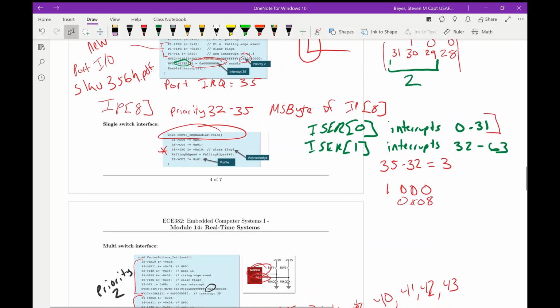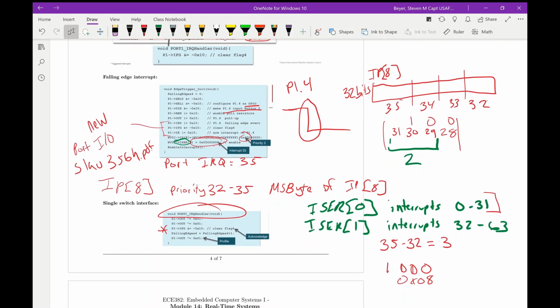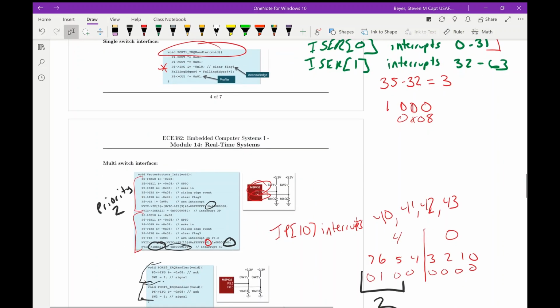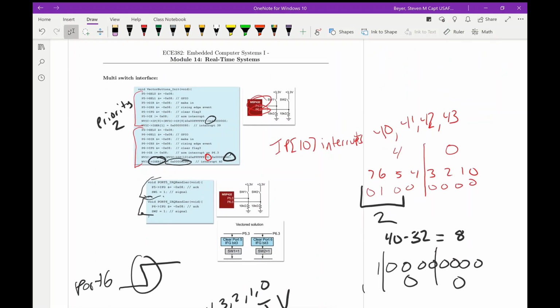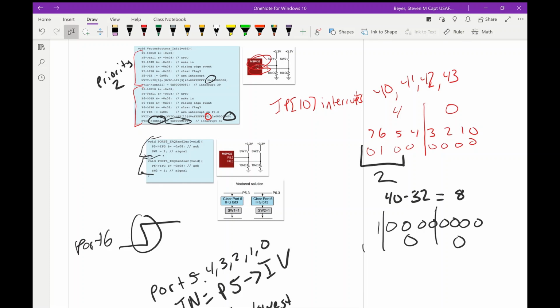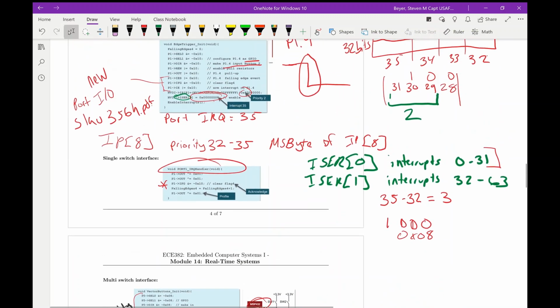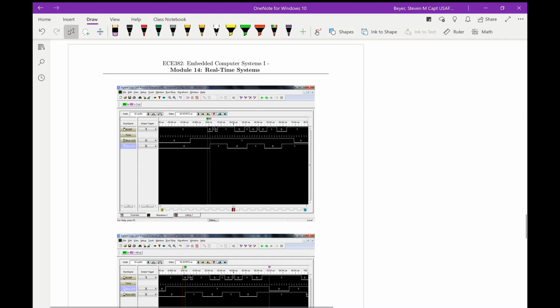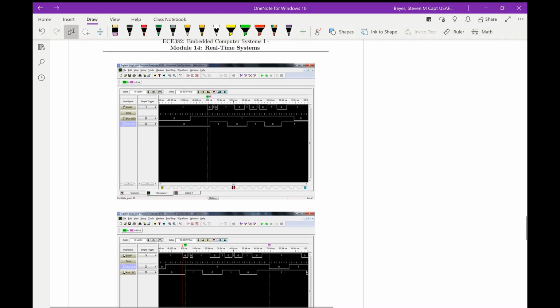But we're doing here for both of these, so falling edge interrupt, single switch, 2 switches, rising edge. Basic same idea. The IRQ handler is going to get called. We set up the ports pretty much the same way. Remember, for our lab, we're going to be using falling edge, so look at that one. Now I'm going to take a look at the ISR.